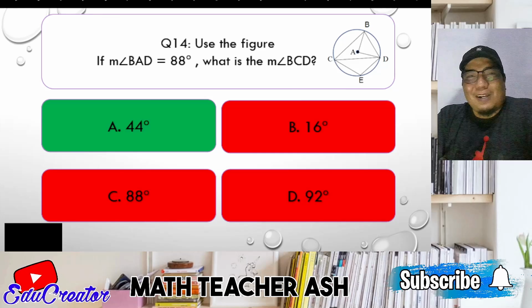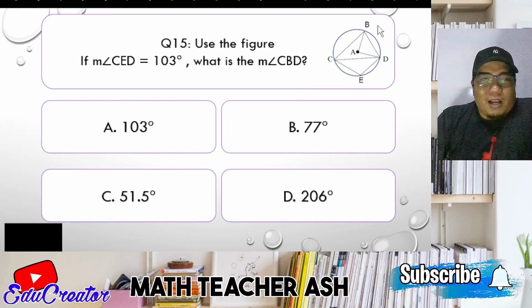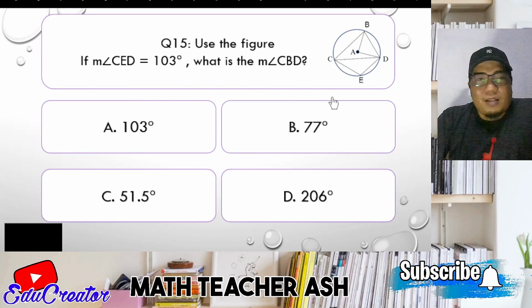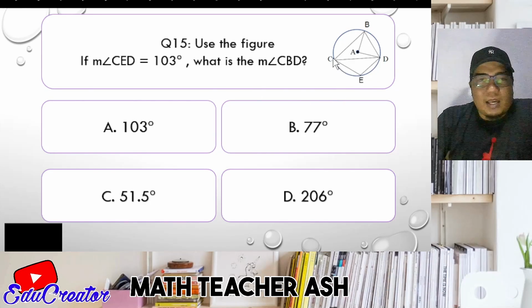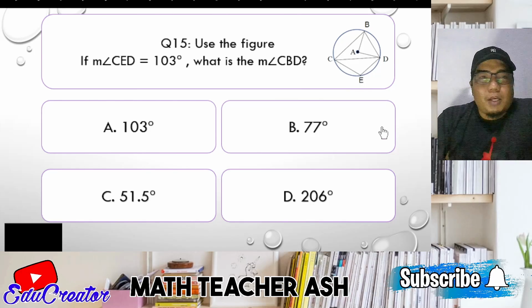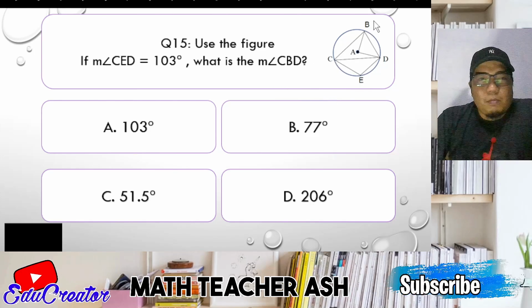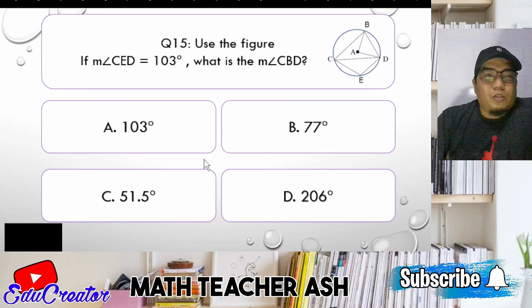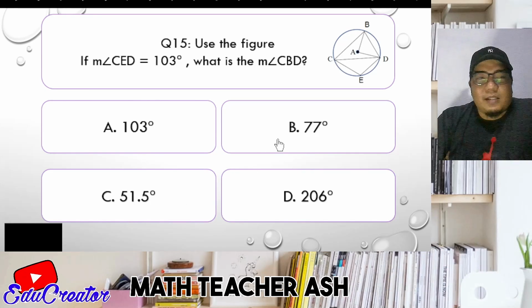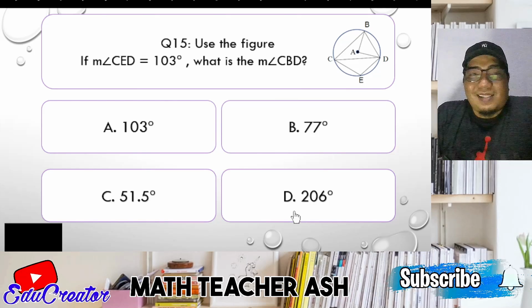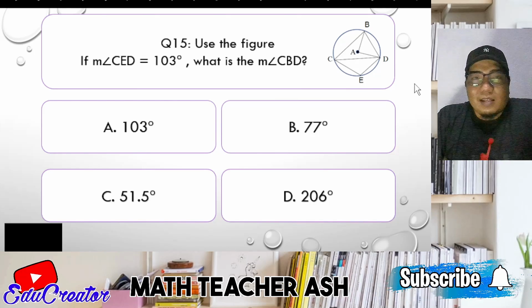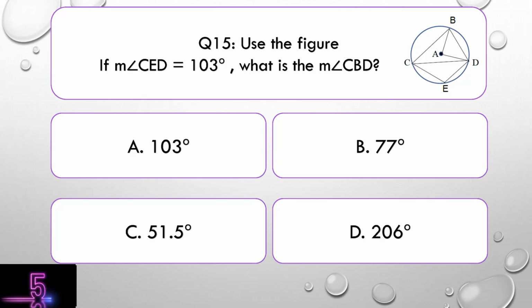Okay, question number 15. Use the figure. Ganun pa rin, pero iba na ang given. So, measurement of angle CED is 103. Okay, ito yon, CED. 103 daw ito. What will be the measurement of CBD? So, is it A, 103, B, 77, C, 51.5 degrees, or D, 206 degrees? Okay. I'll give you 5 seconds to answer.